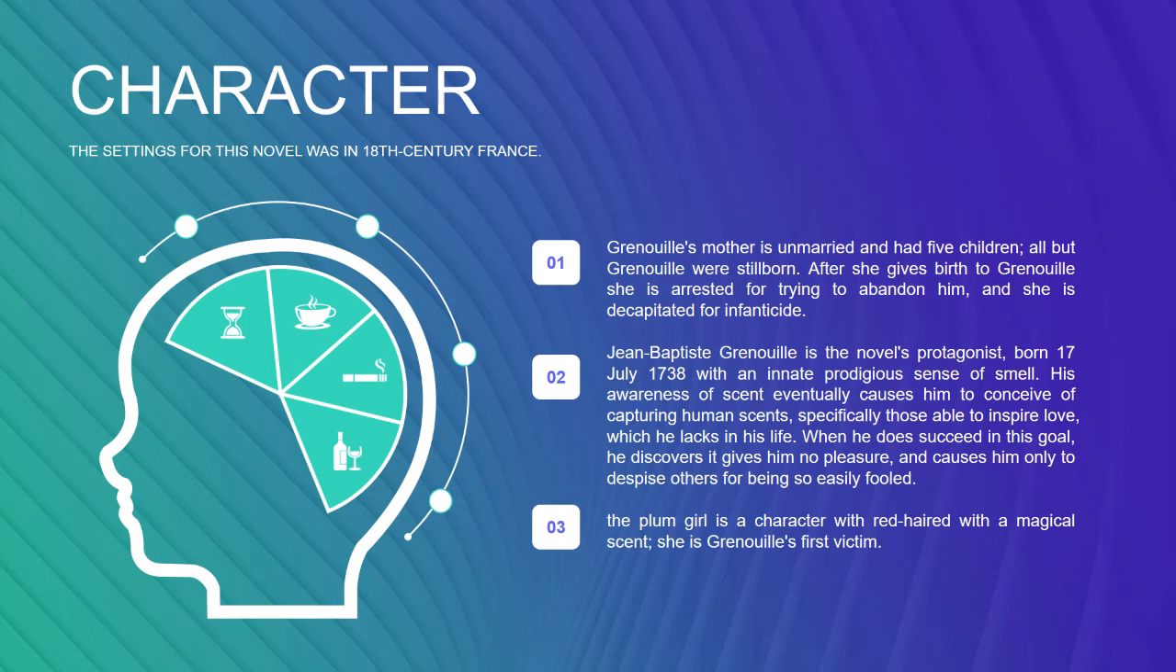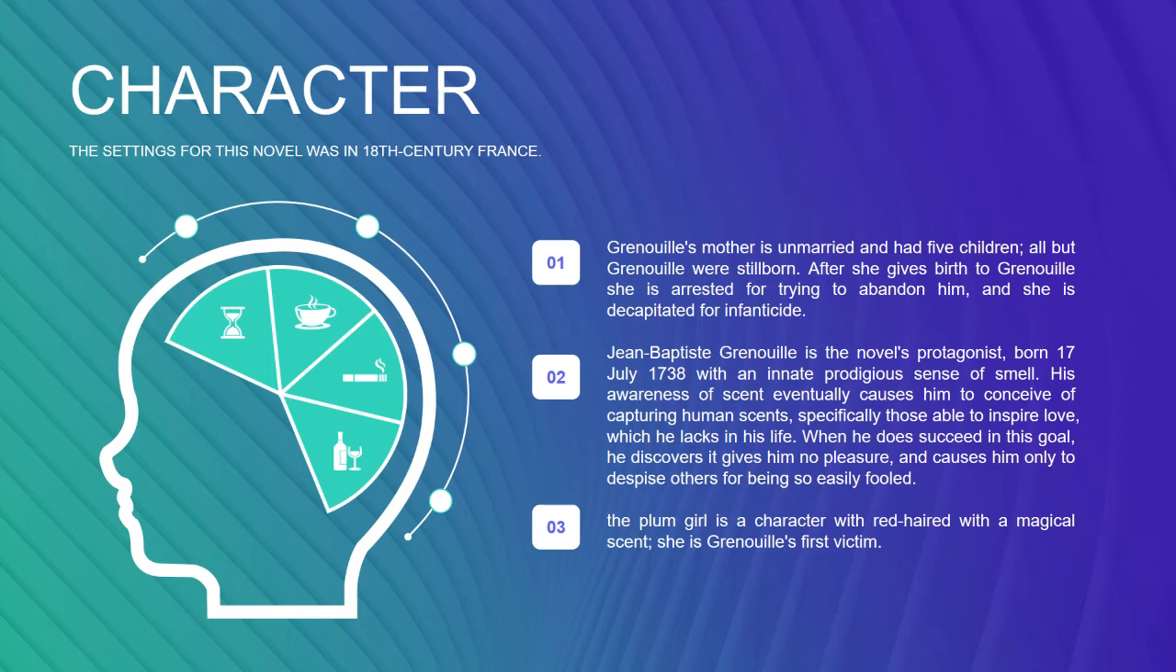Jean-Baptiste Grenouille is the novel's protagonist, born on 17 July 1738, with an innate prodigious sense of smell. His awareness of scent eventually caused him to conceive of capturing human scents, specifically those able to inspire love, which he lacked in his life. When he does succeed in this goal, he discovers it gives him no pleasure and causes him only to despise others for being so easily fooled.